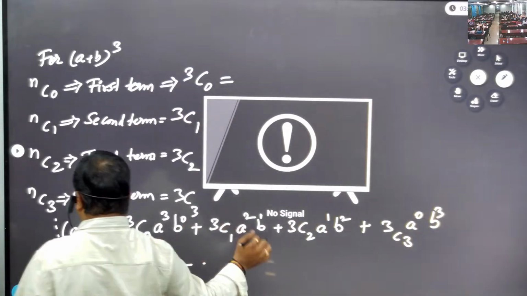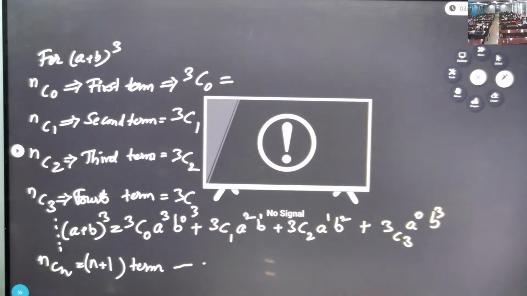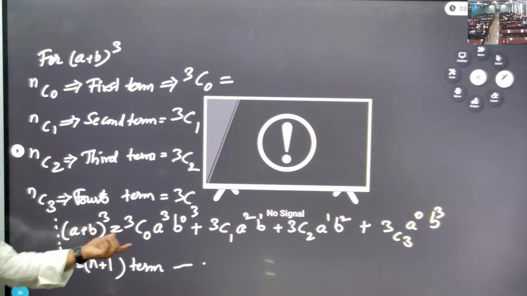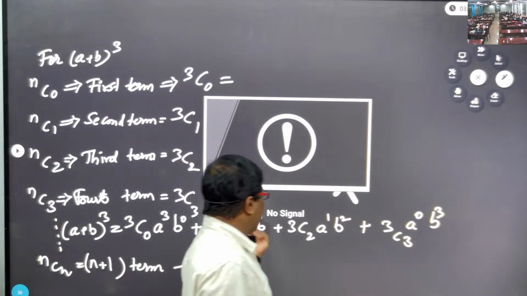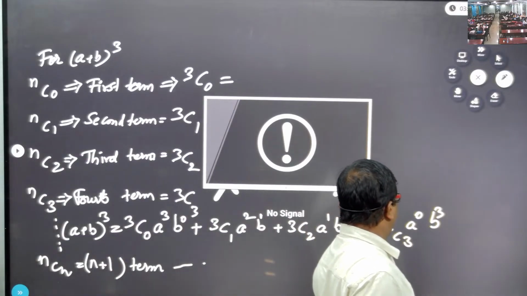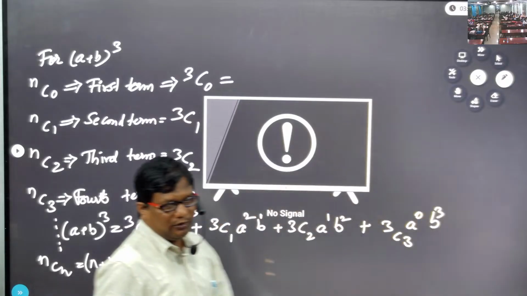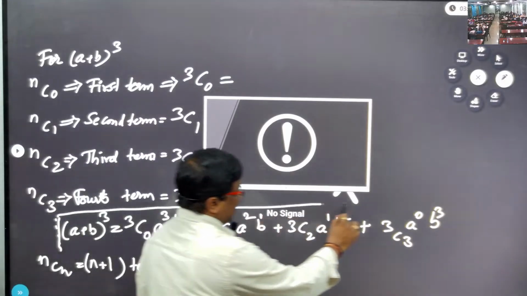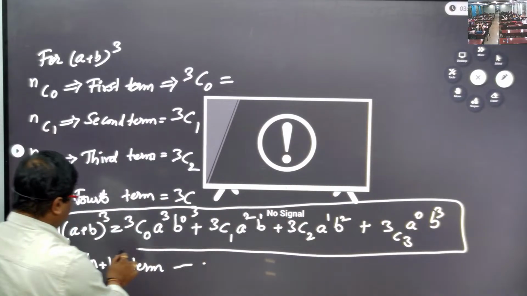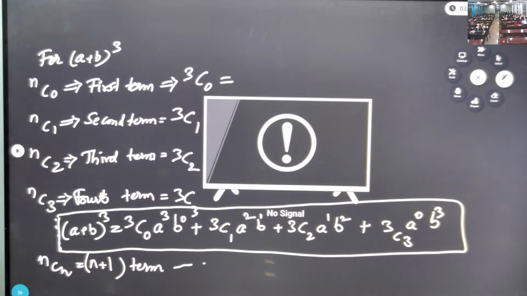So is it the same, that this is our general equation for a plus b power 3? Yes, check this one. The general equation, if you are asked to write a plus b power 3: 3C0, a power 3, b power 0, plus 3C1, a power 2, b power 1, plus 3C2, a power 1, b power 2, plus 3C3, a power 0, b power 3. So this is our equation for n is equal to 3. Okay, up to here it is copied.